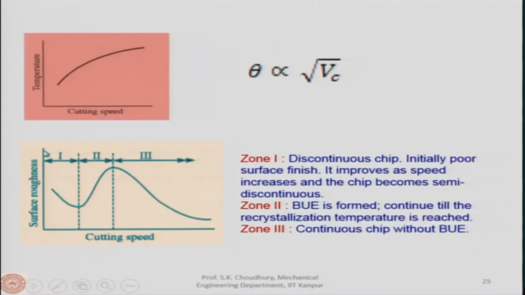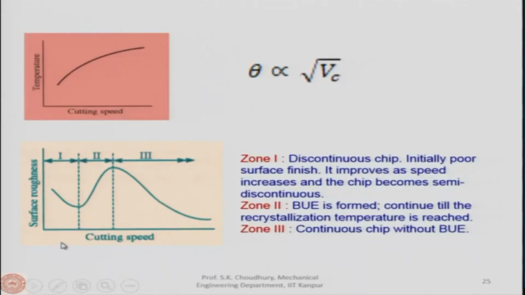Now, we know what is continuous chip, what is discontinuous chip, what is continuous chip with the built up edge formation. Let us see what happens as the cutting speed increases. Let us say for different conditions of machining, the cutting speeds are different. Okay. So, for different cutting speeds, what will happen with the surface roughness or the surface finish? As you understand, 1 by surface roughness is surface finish, meaning the more the surface roughness, rougher is the surface, surface finish is low, okay, and vice versa.